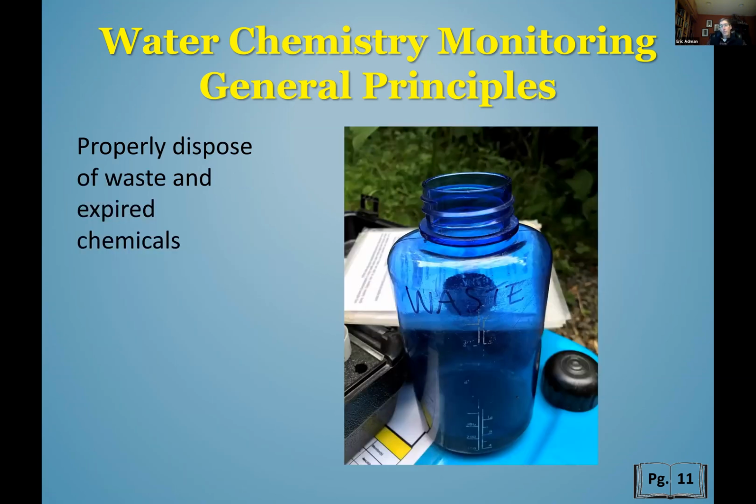Another general principle is we try to make sure that we properly dispose of waste and expired chemicals. They're not generally super hazardous, but as a best practice, we collect them in a waste container. Then when we come back from monitoring, we put those down the drain where they go into the sanitary sewer. So at least they're diluted and somewhat treated before they would make it back out into the water system.